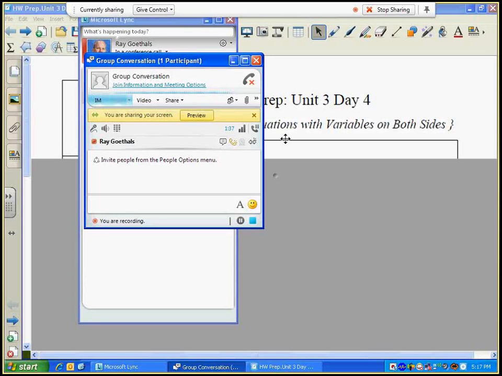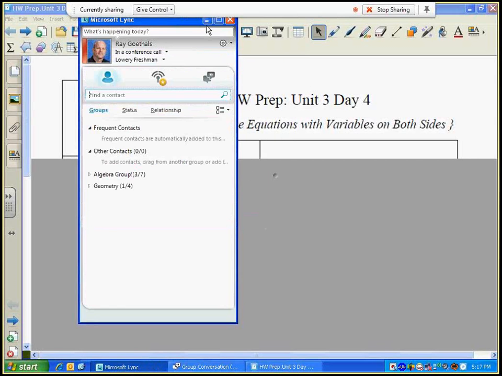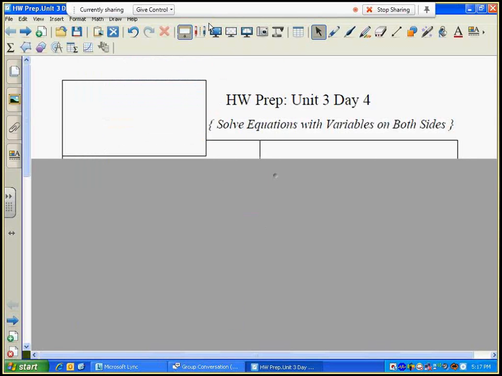Okay, let's complete our homework prep for Unit 3, Day 4. Take a moment to copy down your learning objective: Solve equations with variables on both sides. If you would also write a little rectangle up there in the top left-hand corner like I've done, and in that rectangle write down these three things.